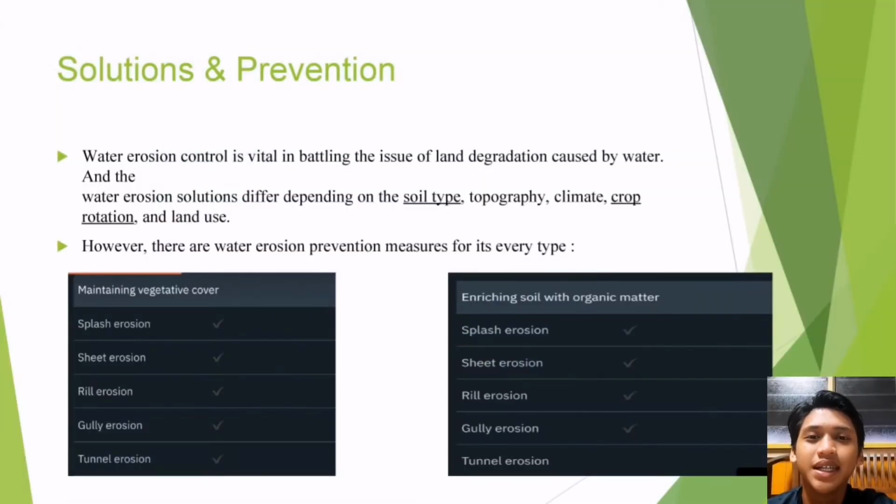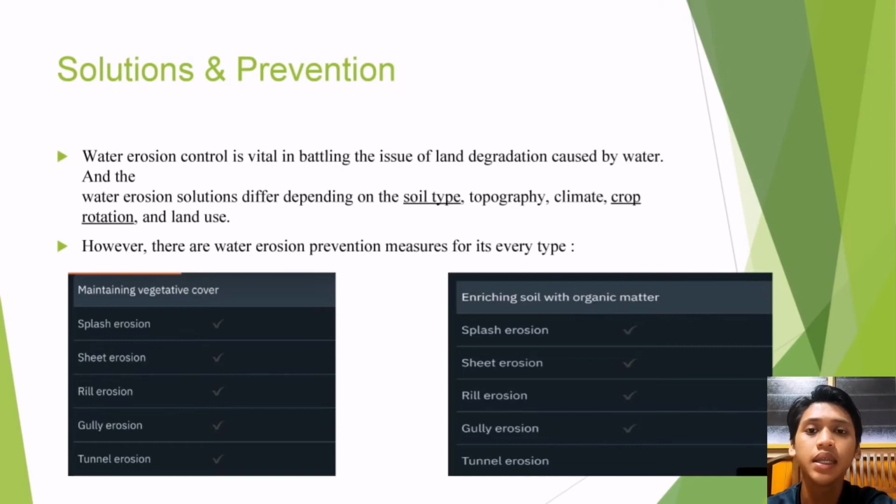Thank you, Mukri. Now I will continue this presentation. Solution and prevention. Water erosion control is vital in battling the issue of land degradation caused by water, and the water erosion solution differs depending on the soil type, topography, climate, crop rotation, and land uses. However, there are water erosion prevention measures for every type.